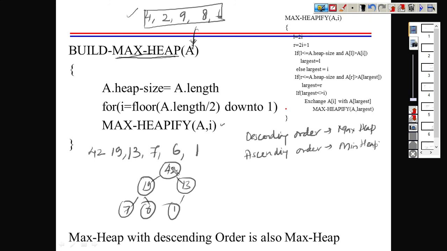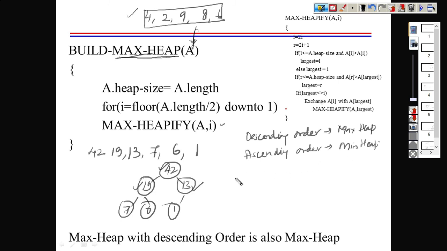So you can see that the key value at any node is actually more than the key value at a child node. So it's satisfied at this node, at this node, and here. So what we observe is, if any descending order is given to you, you can directly get a maximum heap. Similarly, if you have ascending order, it will give you a minimum heap.